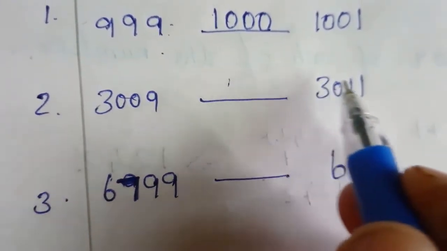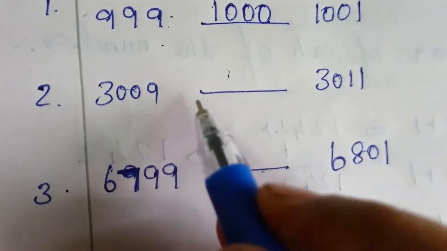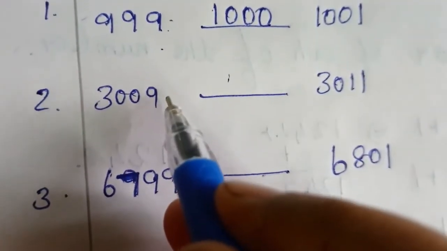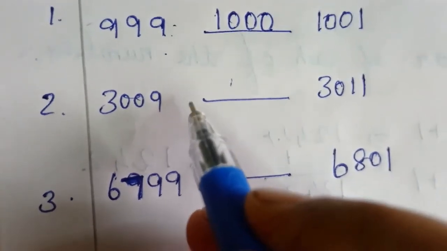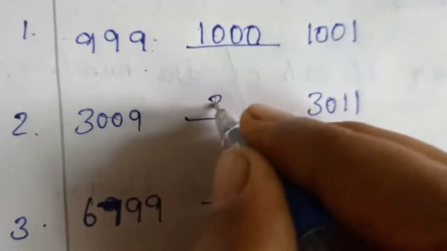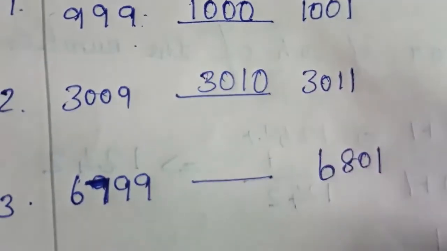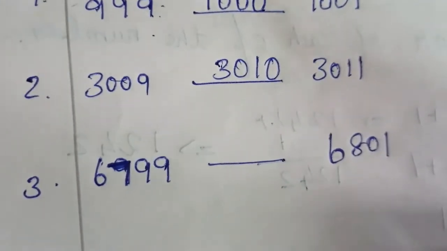Now let's do the next problem, that is 3009 and 3011. So in between, which number is missing? You just add 1 to this number. So you can get 3010. Then 3011.